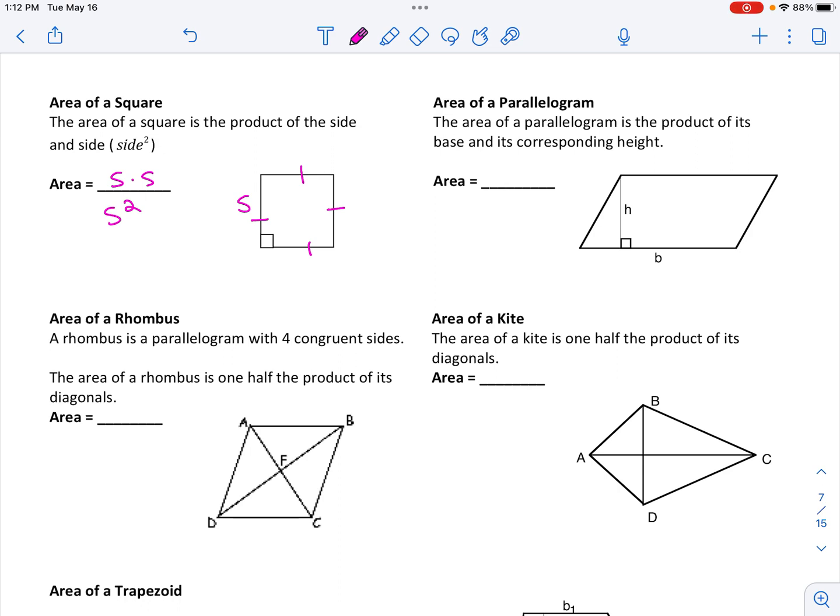Here's a parallelogram. Remember we talked about how opposite sides are parallel. Area is base times height again. Again, the base and the height have to make a 90 degrees.